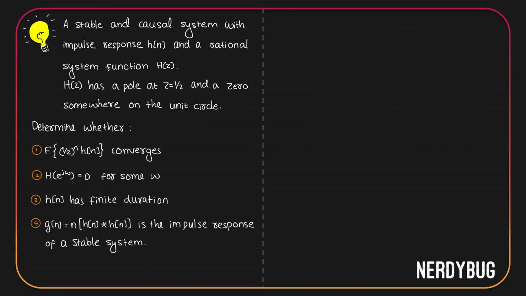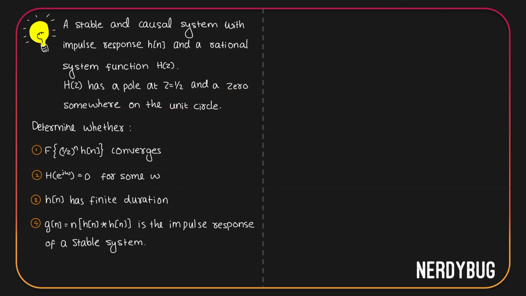Let us solve another problem. There is a system that is stable and causal. Its impulse response is h(n). Its system function is H(z). H(z) is rational. It is given that H(z) has a pole at z equal to 1 by 2. It also has a zero somewhere on the unit circle.